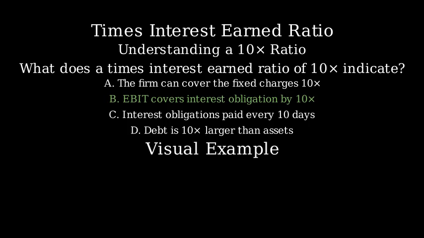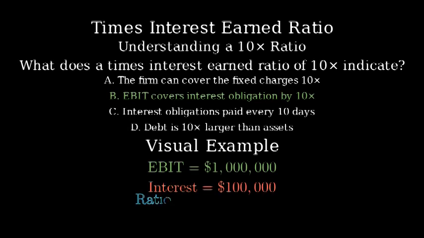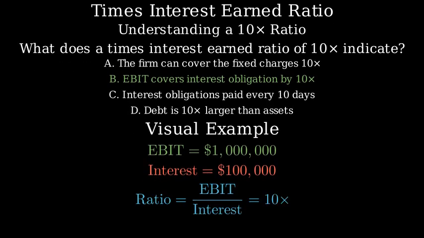Let's understand what this means with a visual example. Let's say a company has earnings before interest and taxes, or EBIT, of $1 million. Their annual interest obligation is $100,000. The times interest earned ratio would be EBIT divided by interest expense, which equals 10 times.